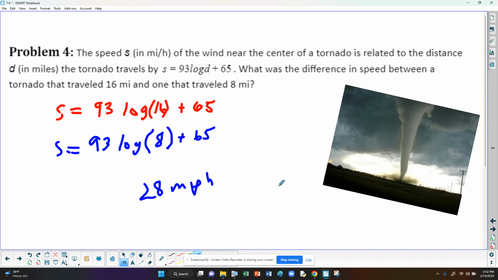So that does it for section 7.4. Section 7.4's goal is to get you more comfortable with logs and thinking about them as exponents and practicing the condensing of logs, expanding of logs, just to further your knowledge of logs.